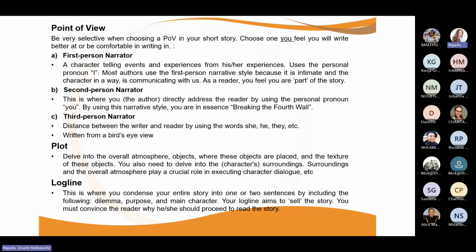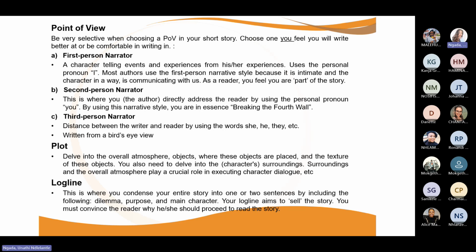second person narrative style. And then with the third person, this is where you're creating a distance between the writer and the reader using pronouns such as she, he, they, etc. And it is written from a bird's eye point of view, right?